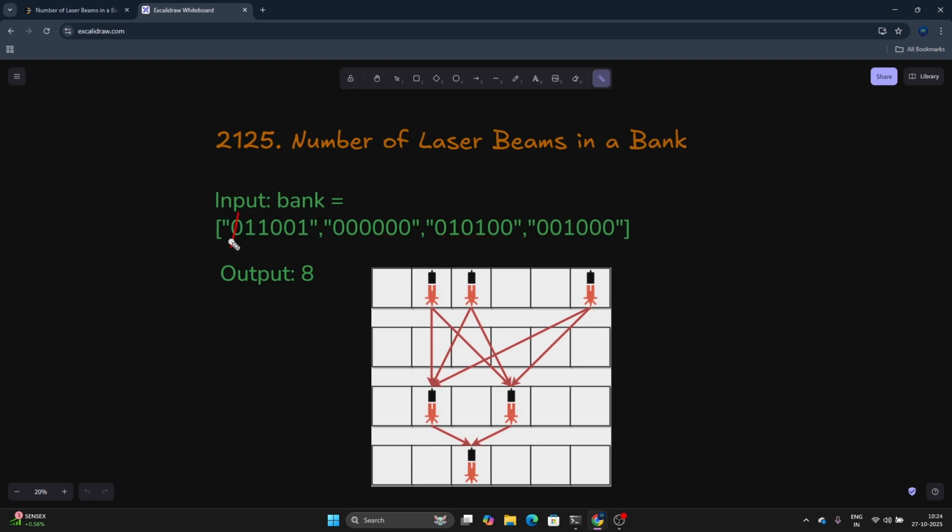So when we say 0, then in that particular row and in that particular block there is no security camera. And when we say it is a 1, it means that in that particular row, the first row and the second block, we have a security camera. So every one is representing a security camera, right?